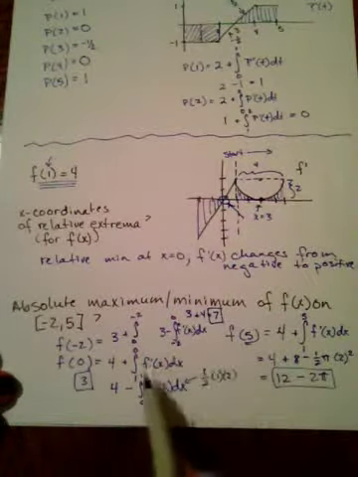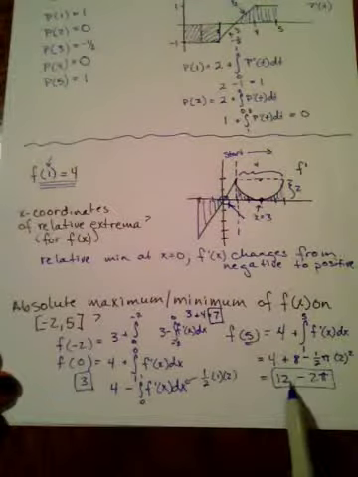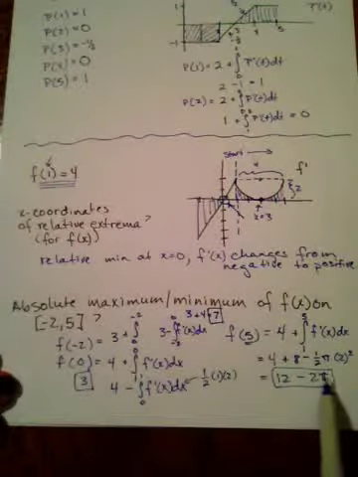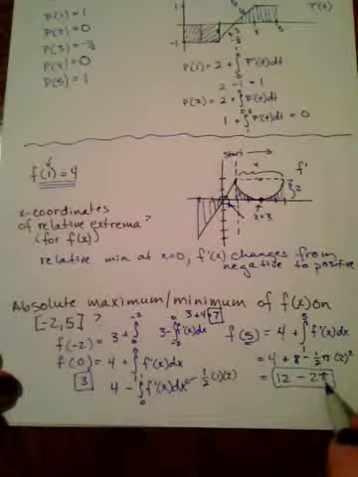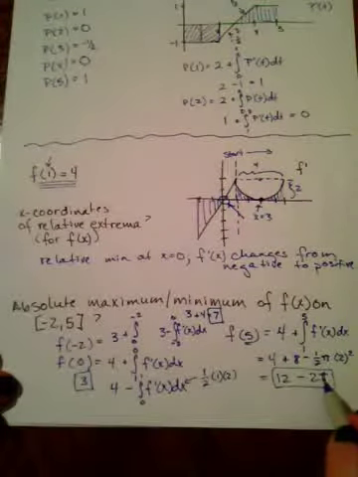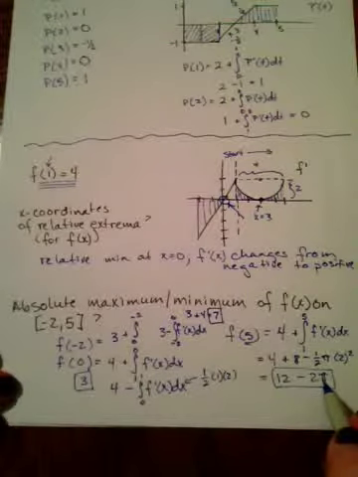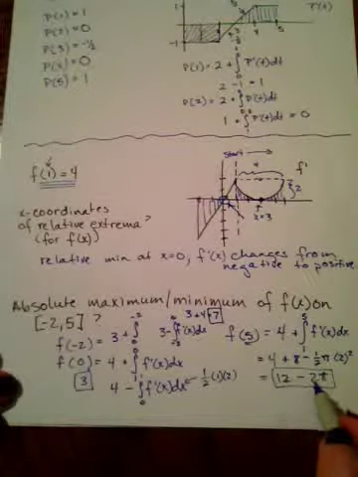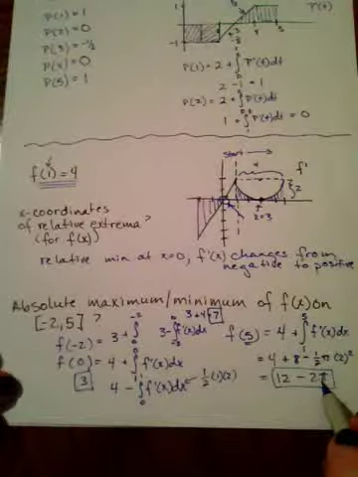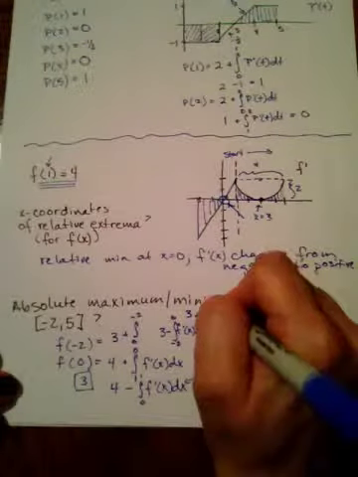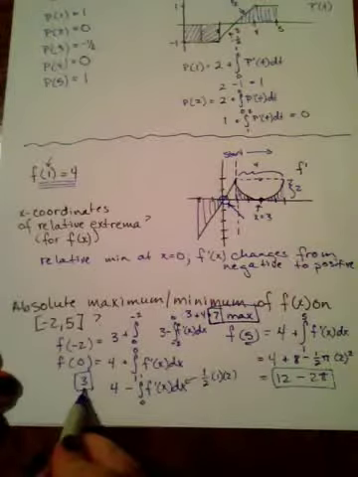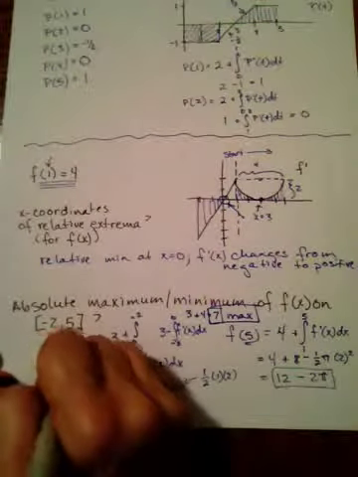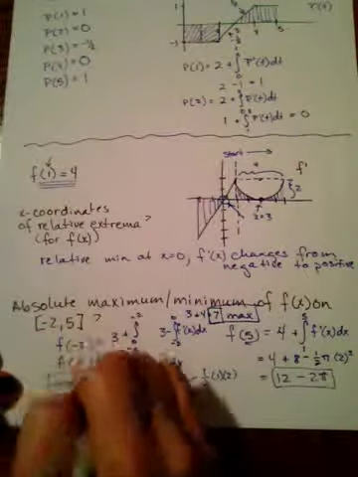If I look at my numbers, I have 3, 7, and 12 minus 2 pi. So I need to figure out which number is the greatest. Well, pi is a little bit more than 3, so 2 times a little bit more than 3 is a little bit more than 6. 12 minus a little bit more than 6 is definitely less than 7, so this is my max. But it's not as small as this, so the 3 is my min. And I'm done with the problem.